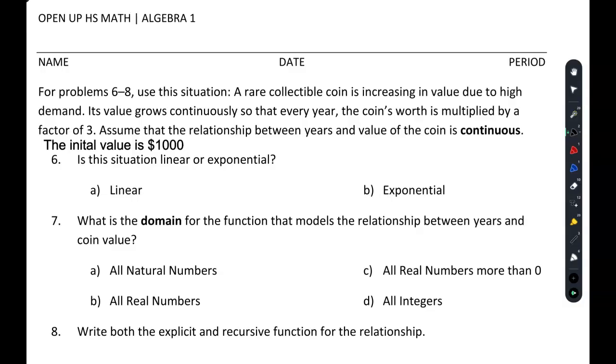So they tell you off the top that it's continuous. That means something's going on in between the inputs. There's a different value in between the whole numbers. The first question is: is this situation linear or exponential? Since it increased by a factor of 3, factor lets us know that we're multiplying. Since we're multiplying, it's going to be exponential.